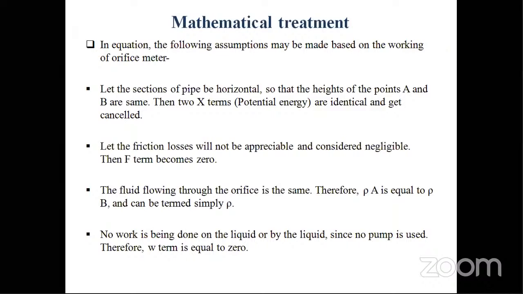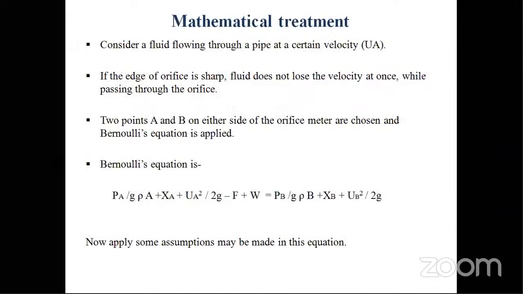Next, let the friction losses not be appreciable. Here no friction loss happens to the velocity of the fluid. So consider the friction negligible, meaning F equals 0. So the potential energy is already cut out, XA or XB is not there, and the friction is not there.